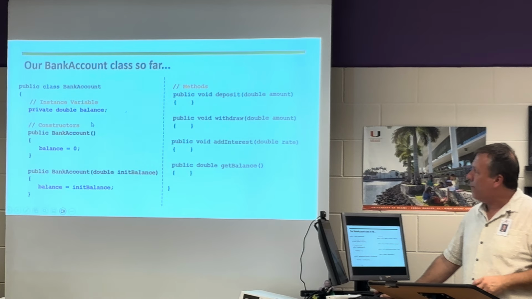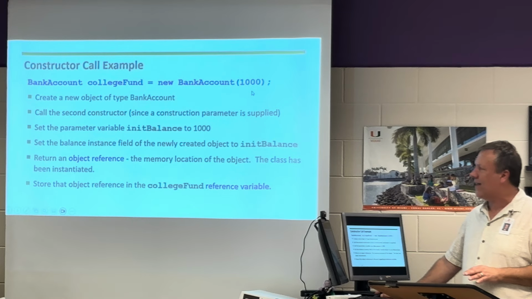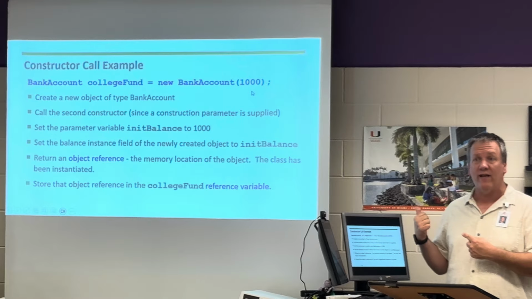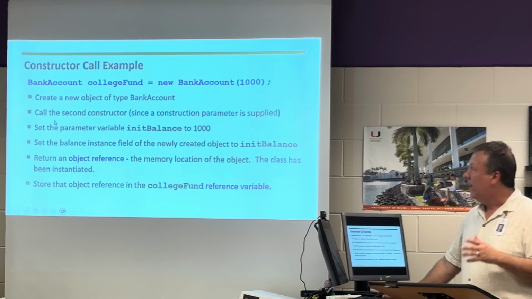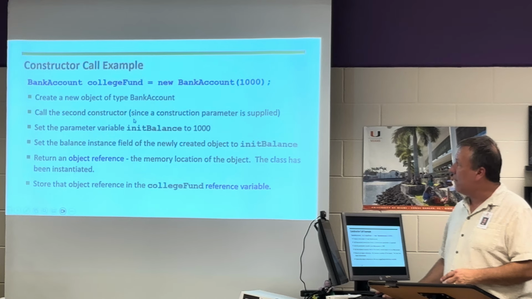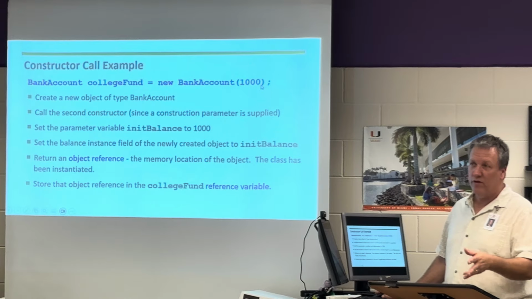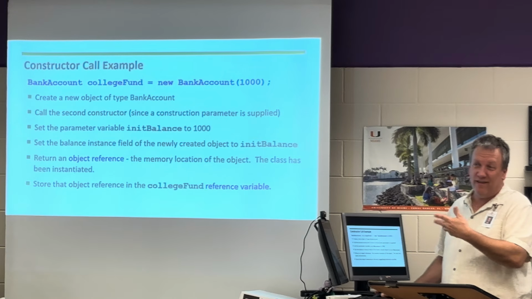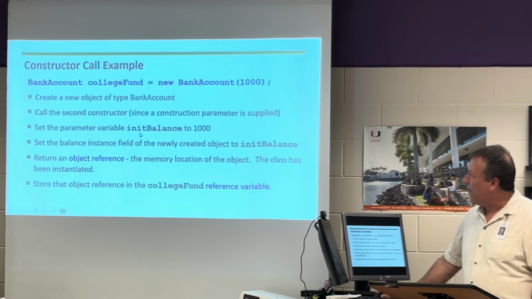So finally, let's look at what happens here when I call the constructor. So let's say I make a bank account college fund equals new bank account 1,000. What happens when I write that line of code and I've got my blueprint made? Well, what happens is I'm going to create an object of new type of bank account. It creates a memory location for this bank account. It calls the second constructor, because I put money in here, and notice I didn't put 0.00, it adds the 0.00 for me. So even though it's an integer, it converts it to a double. Since I have a parameter, it's going to set that init balance to be 1,000 right here. It's going to set the balance instance field to whatever initial balance is, which is 1,000.